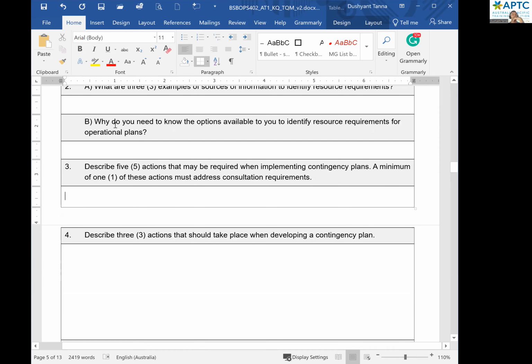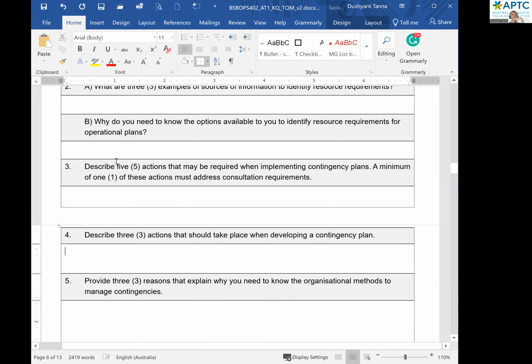Why would you need to know the options available to you to identify resource requirements for the operation plan? So you can optimally use the resources available without wasting, or without investing so much time and energy, isn't it? Yeah. Next.